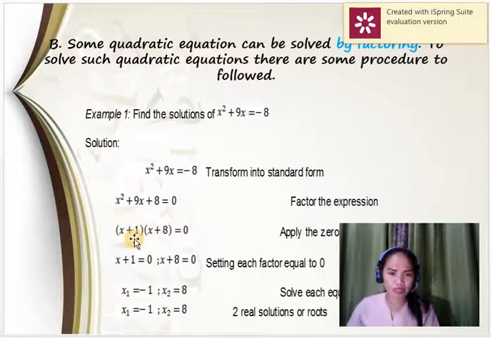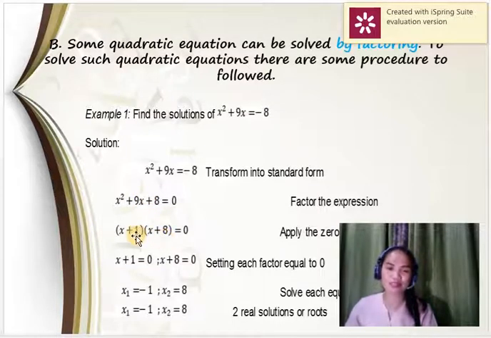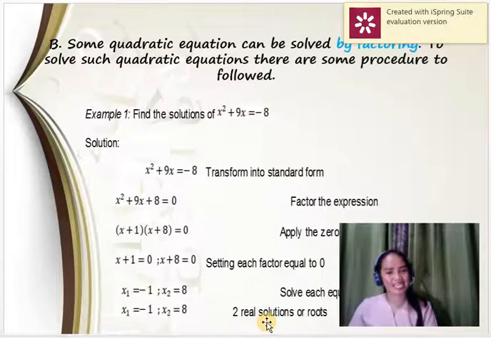8 times 1 is 8, and when you add 8 and 1, it's 9. 2 and 4 are also factors of 8, but we cannot use those because when you add 4 and 2, the result is 6. Therefore, we're going to use the factors 8 and 1. Resulting to x plus 1 is equal to 0, and to extract our solution, x sub 1 is equal to negative 1, and x sub 2 is equal to negative 8. We have two real solutions.